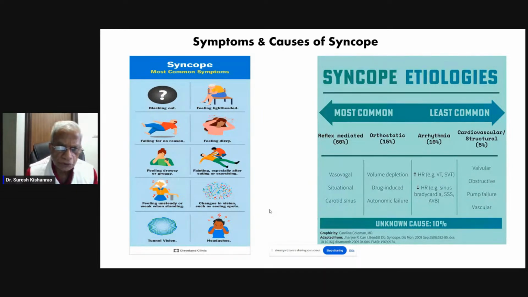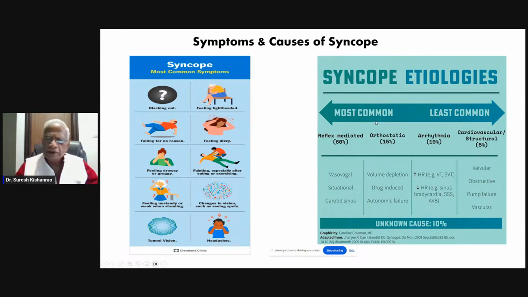fainting, as I told you, my daughter who came this morning, suddenly after a thud of a noise and opening the door, feeling unsteady or weak when standing, as it happens to me, changes in vision, such as seeing spots, tunnel vision, and headaches. These are some common complaints you may hear.